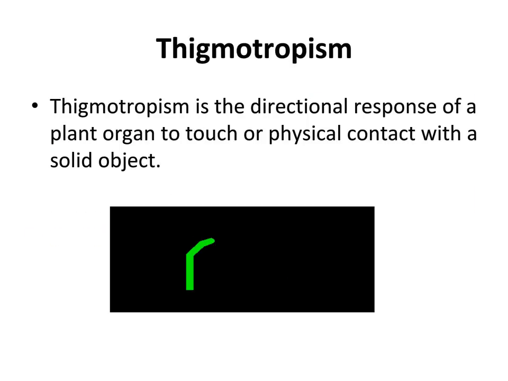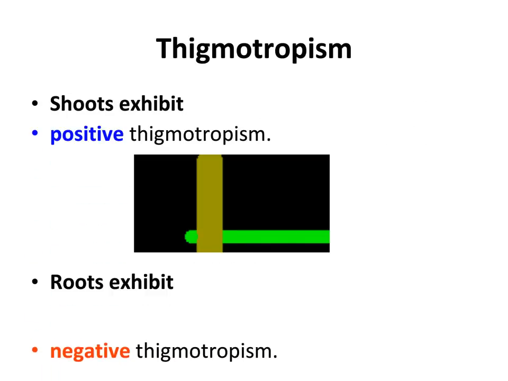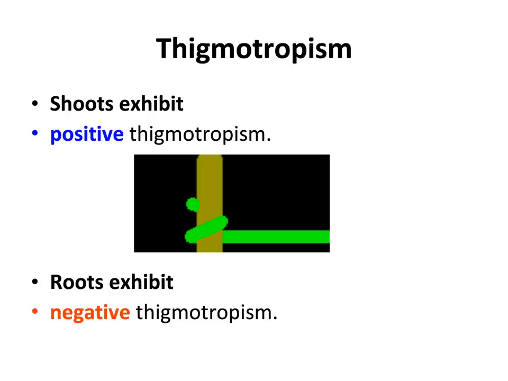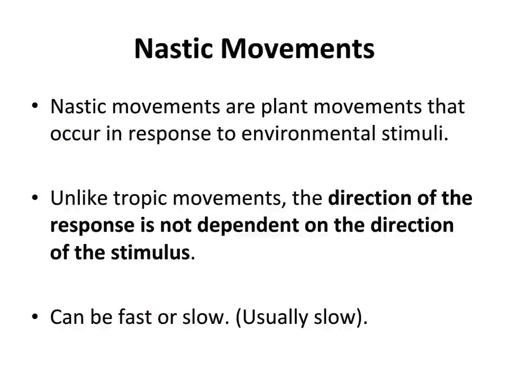Thigmotropism, how a plant responds to touch or physical contact. So something like a vine will grow around a tree in order to get support, or some plants, the leaves will fold up when they are touched. This is a kind of defense mechanism. So shoots exhibit positive thigmotropism, they grow towards the object, and roots exhibit negative thigmotropism, they grow away.